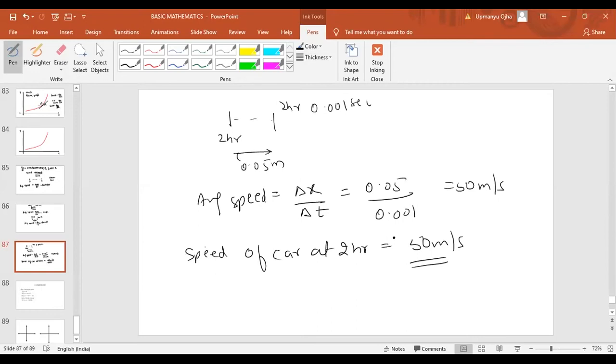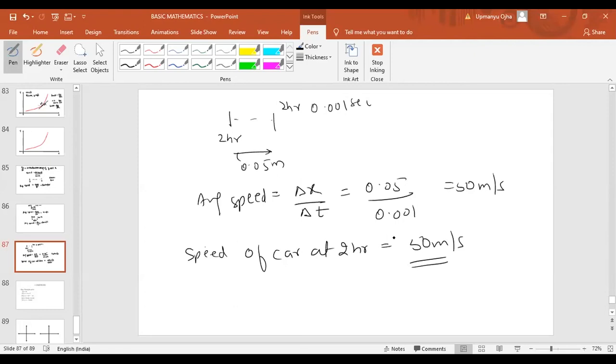Basically, if I reduce the time interval delta t, where am I approaching? I am approaching the instantaneous speed. Instantaneous speed means the speed of the car at a particular instant, like at 2 hours. At 2 hour 1 second, what was the speed of the car? That is how we are reaching this instantaneous speed.